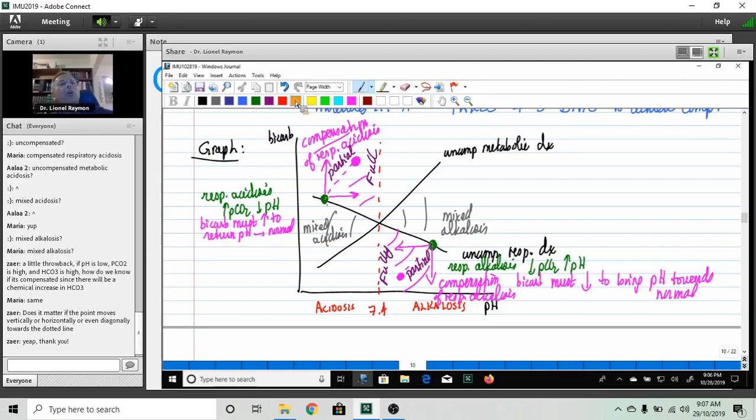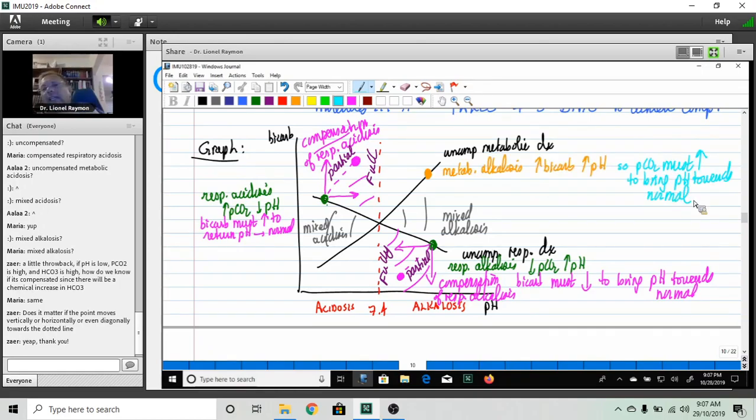Yeah. So we're left with two, as you can imagine. Let's do one right here. Here I have a metabolic alkalosis. And as I have a metabolic alkalosis, I have high bicarb increasing the pH. And I'm going to remind you, then I'm going to say, so PCO2 must increase to bring pH towards normal.